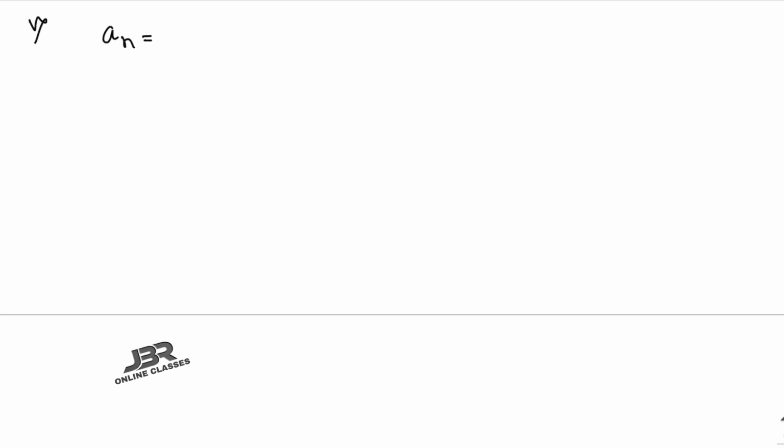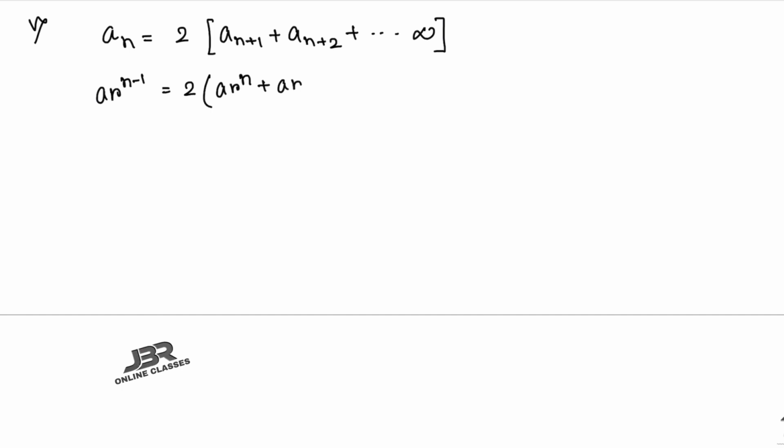So here you can write down a_n = 2 a_(n+1) + a_(n+2) + ... to infinite terms. That is, a r^(n-1) = 2(a r^n + a r^(n+1) + ... up to infinity). Then a will be cancelled out, so you can write r^(n-1) equal to 2 into r^n + r^(n+1) + ... up to infinity.